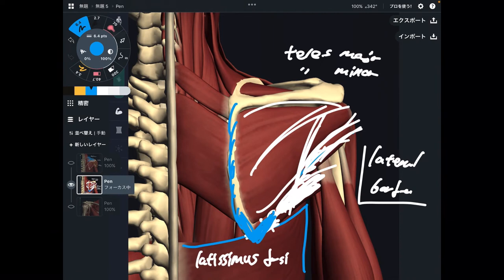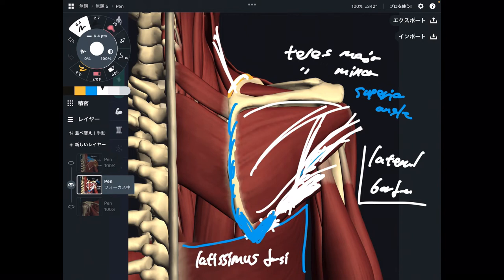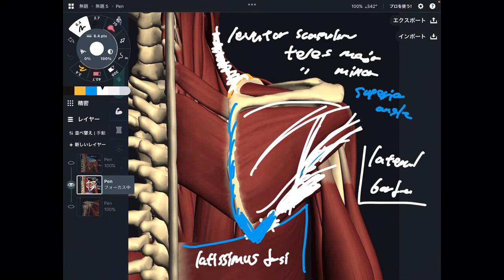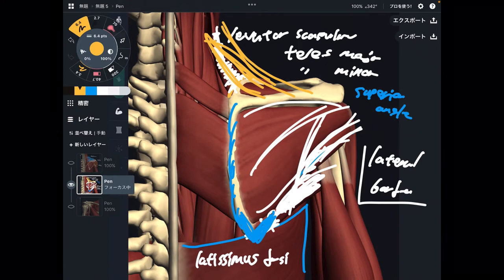Then I want to add one more place. That's here. This is the superior angle. One muscle attaches here. This is levator scapula. This is important for stiff shoulder, like the trapezius. By the way, superficial to the levator scapula, there is the trapezius, like this. It's very common that the trapezius and levator scapula get tight simultaneously. So the levator scapula is also important for stiff shoulder because they are around the same place. Just the depth is different. The layer is different. Okay? So these guys are about the posterior part of the scapula.